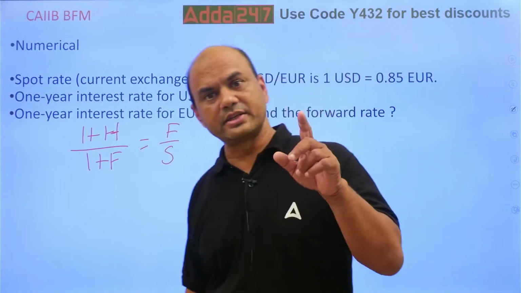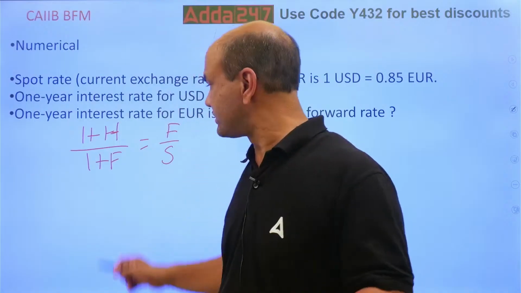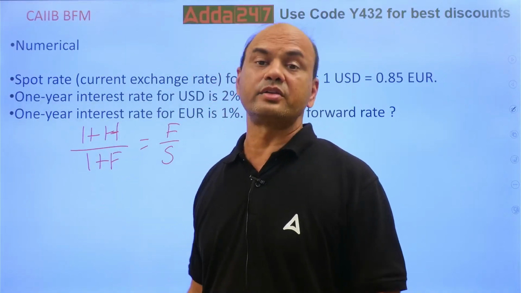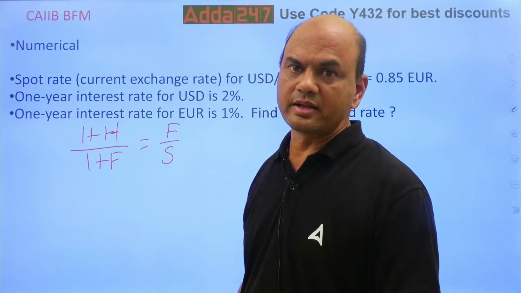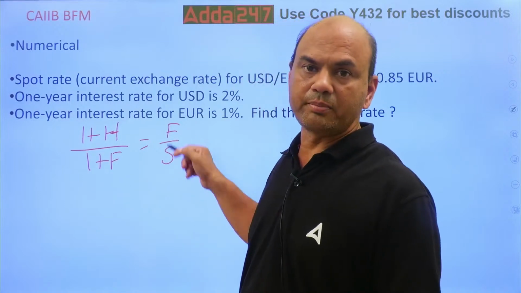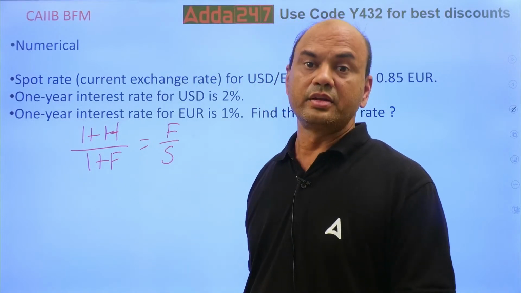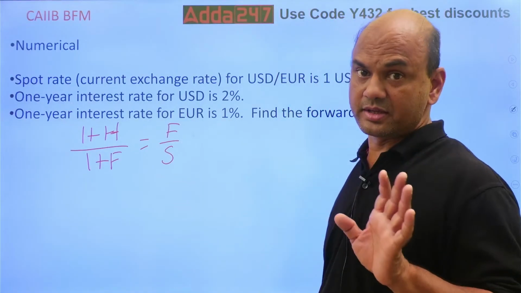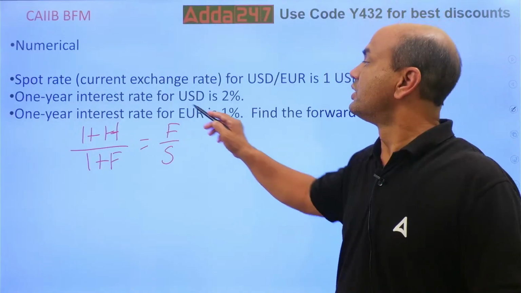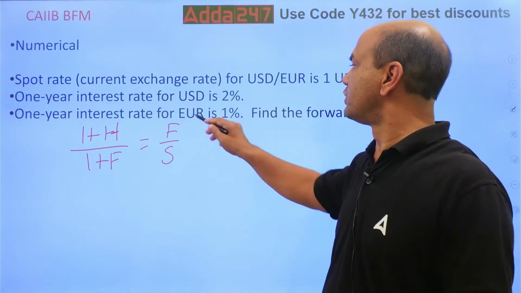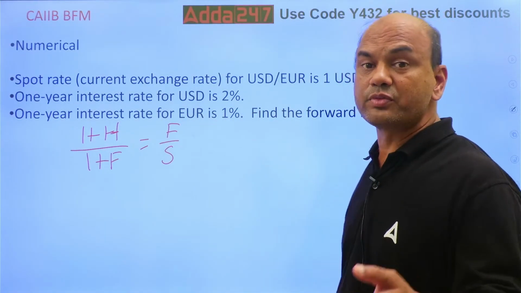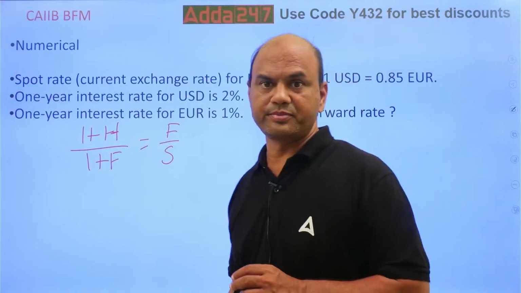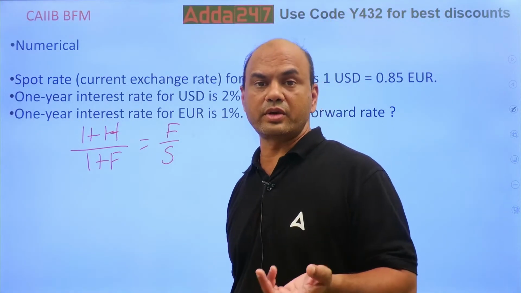1 plus home currency interest rate upon 1 plus foreign currency interest rate is equal to forward upon spot. Now what is the home currency over here? This you will have to think. Say USD is given as 2%, Euro is given as 1%. It depends on from where you are calculating.